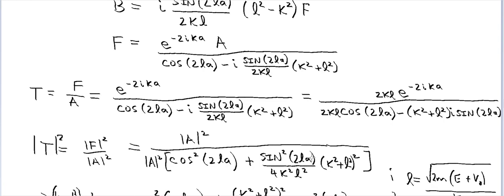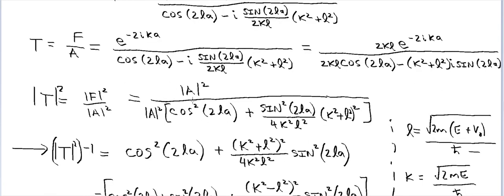You can see that the A squared over A squared cancels, you just get 1 over that stuff. That's kind of a bear, right? That doesn't seem so fun. And so the way that this is often examined is the inverse of T squared. And that is just all of this bracketed stuff, right? Cosine squared of 2LA plus K squared plus L squared, squared, over 4K squared L squared, sine squared of 2LA, right? This guy is more often examined.